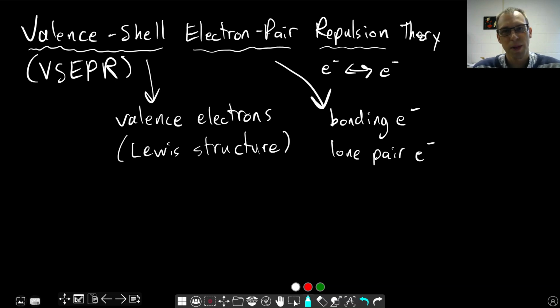So that is the idea behind valence shell electron pair repulsion theory. We're thinking about the lone pairs and the bonding electrons in a molecule, and how we can make it so that they push each other as far away from each other as possible. The electrons don't want to be near each other, and so we find the geometries that minimize those repulsions.